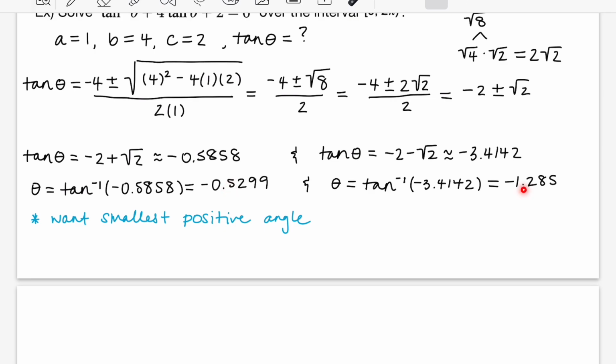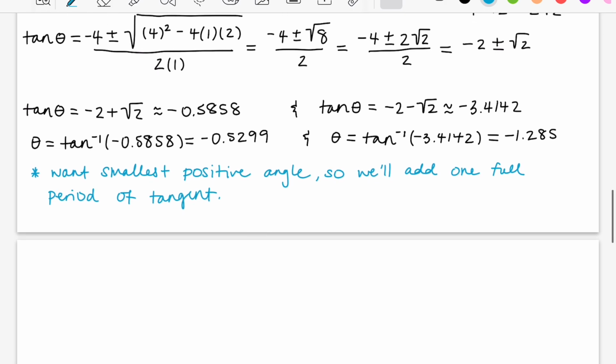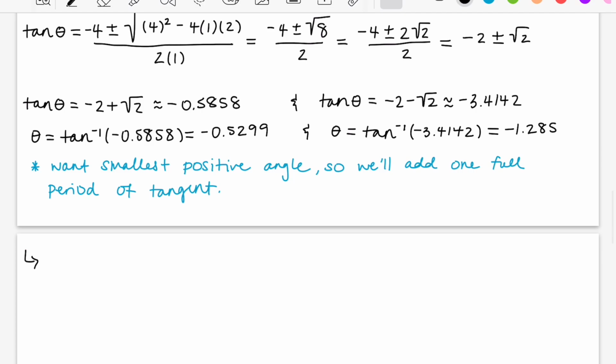So when we have these negative angles like this here, what we'll do is we'll add one full period of our tangent function. And that would be pi. So we'll have negative 0.5299 plus pi, which we're approximating with 3.14. This will give us 2.61.